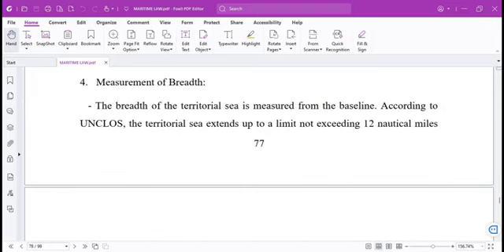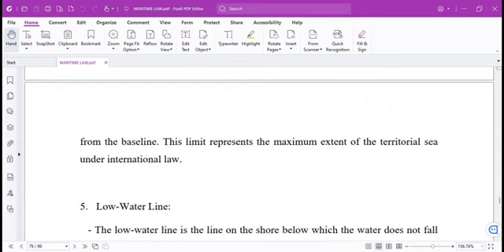The breadth of the territorial sea is measured from the baseline. And according to UNCLOS, the territorial sea extends up to a limit not exceeding 12 nautical miles from the baseline. And this limit represents the maximum extent of the territorial sea under international law.